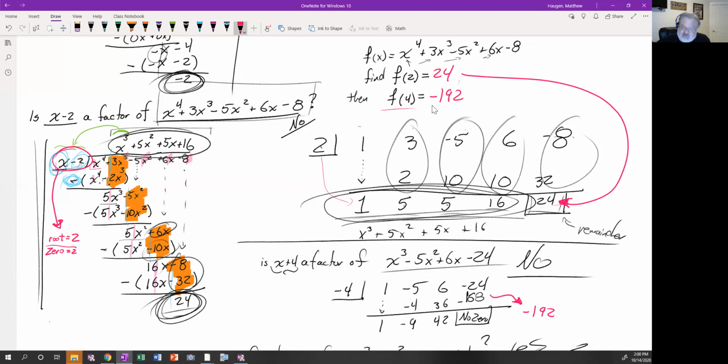Anybody calculate that out and find a negative 192? Yes, no, maybe, unsure? Didn't get 192? Did I do something wrong in my synthetic division? Oh, sorry, you'd have to put it down into this function. Call it G at 4 for that function, G.